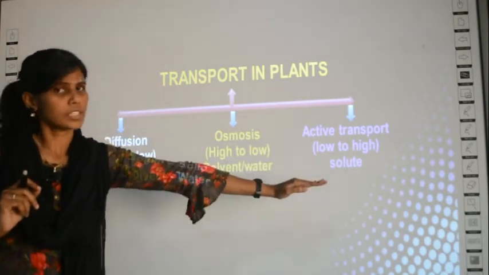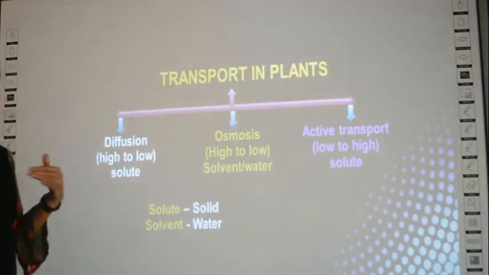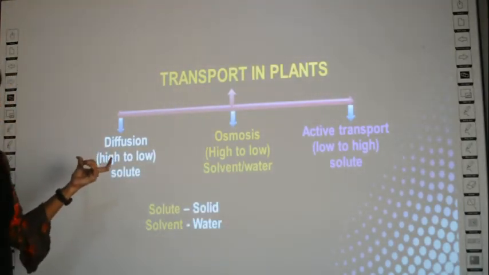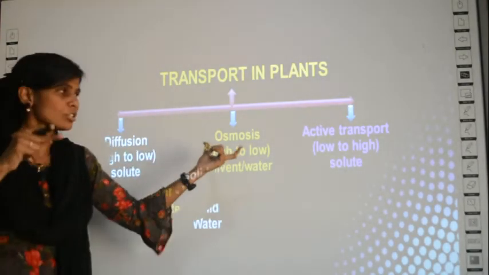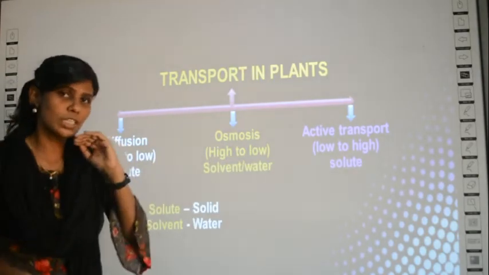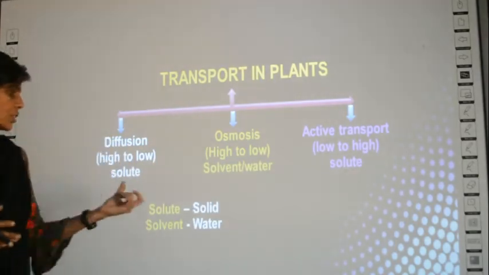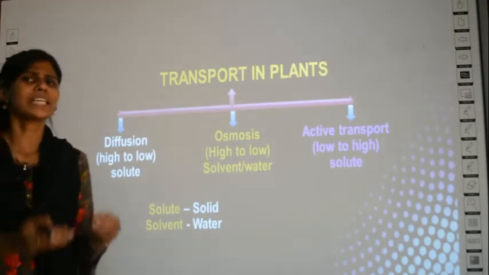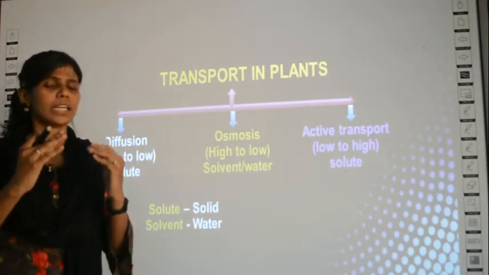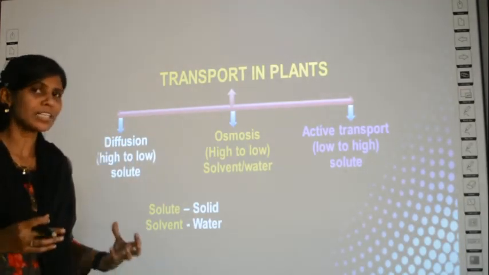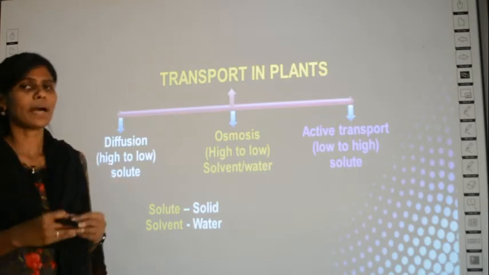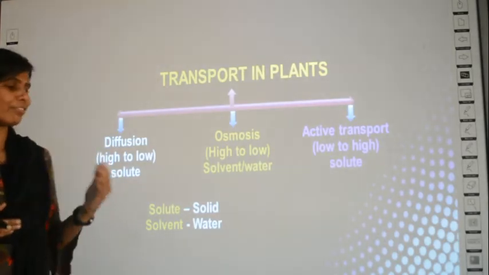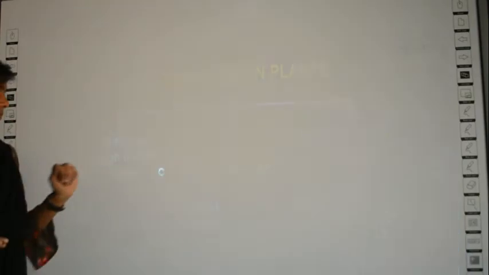Active transport, solute. Okay, so from which to which concentration? For diffusion, high to low. For osmosis, high to low. But for active transport, it is from low to high. So what is solute? Solute means any solid particles. What is solvent? It is any liquid particle, particularly it will refer to water.